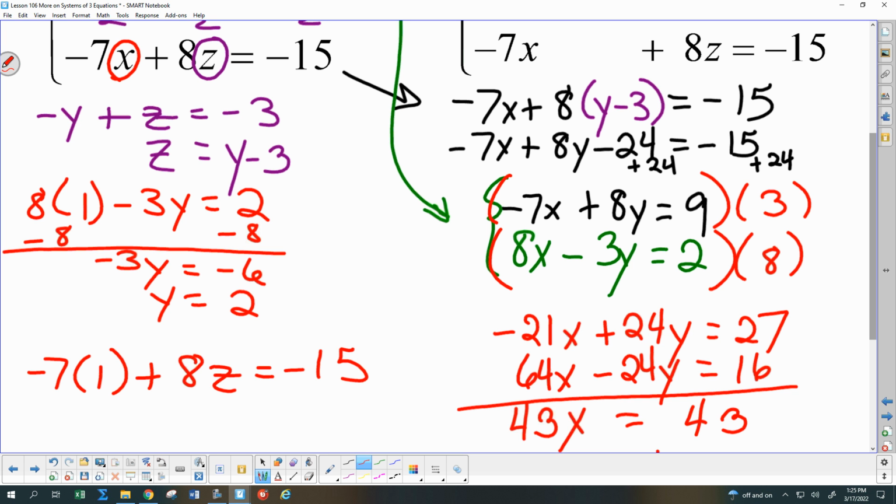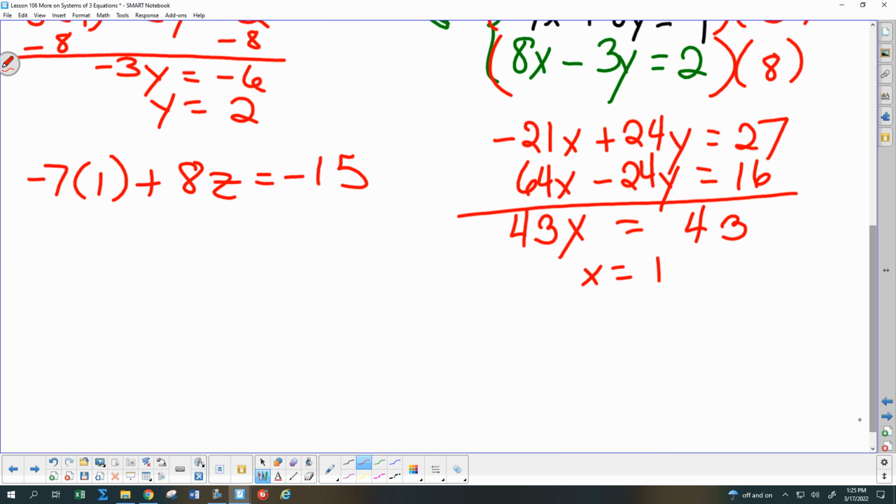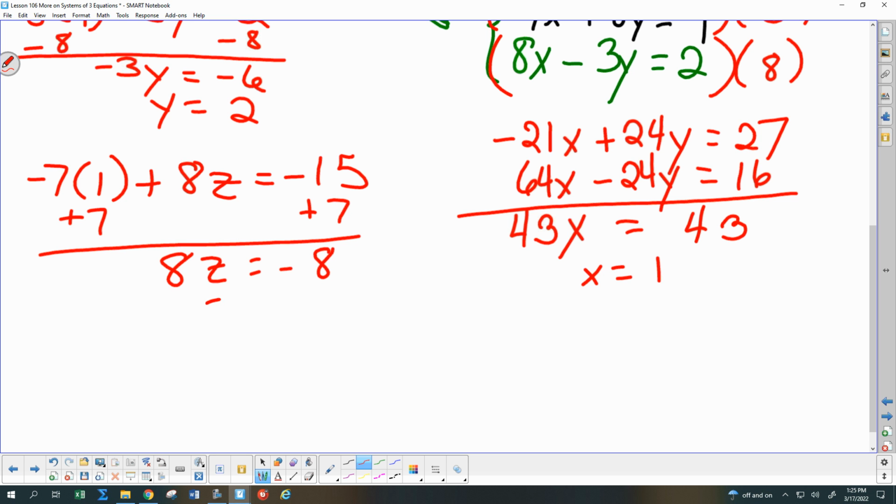And who has z for us? Who's figured z out already? Riley, what you get? Thumbs up, thumbs down, negative 1. So we'd have, this is a negative 7. So if I add 7 to both sides, 8z is negative 8. So z is negative 1.